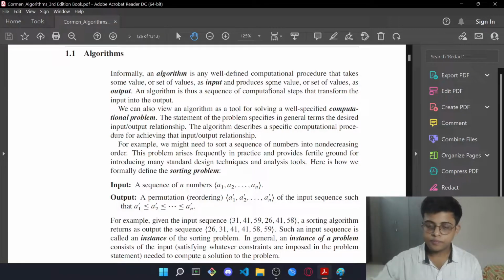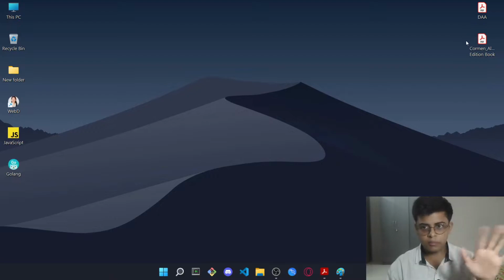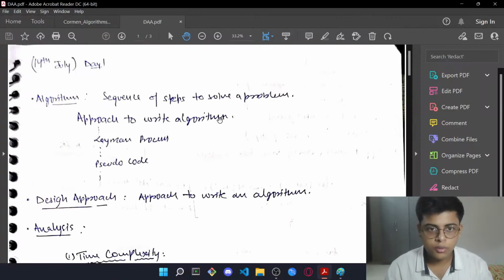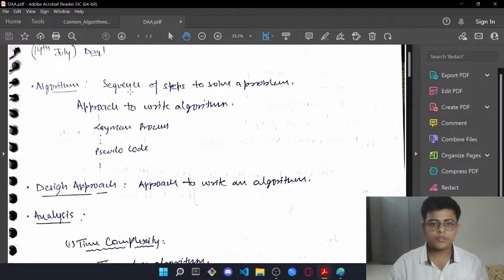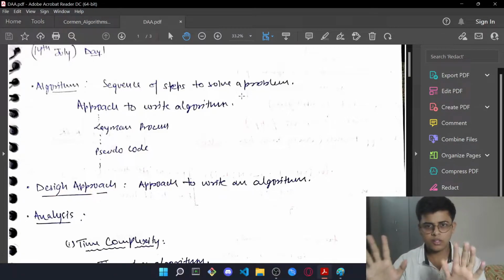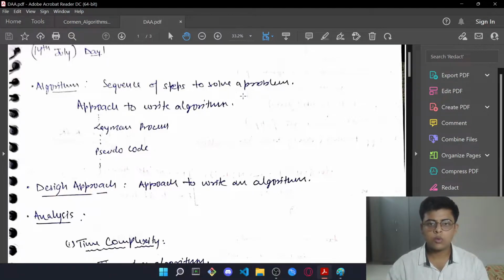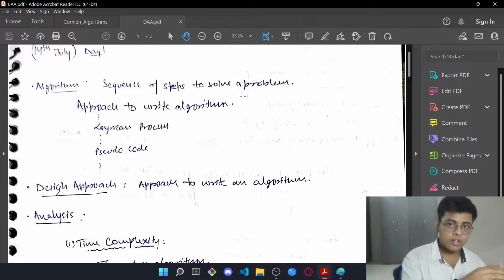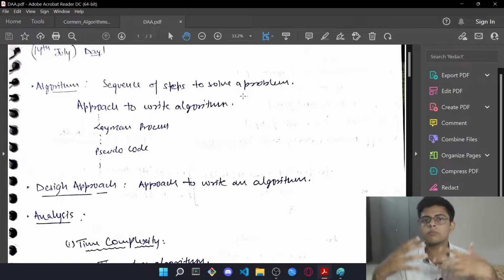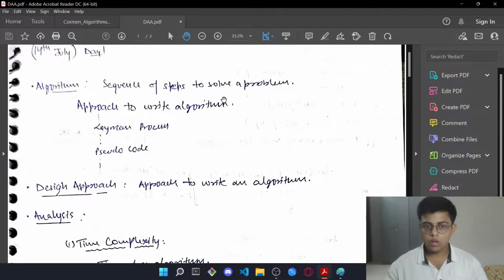Moving forward, this is the basic thing that you'll know. These are my notes from the class. A sequence of steps to solve a problem, that's the basic thing. An algorithm is this sequence of steps that is made to solve a problem. Which problem? Some real world problem, some computational problems, those are being solved with an algorithm.